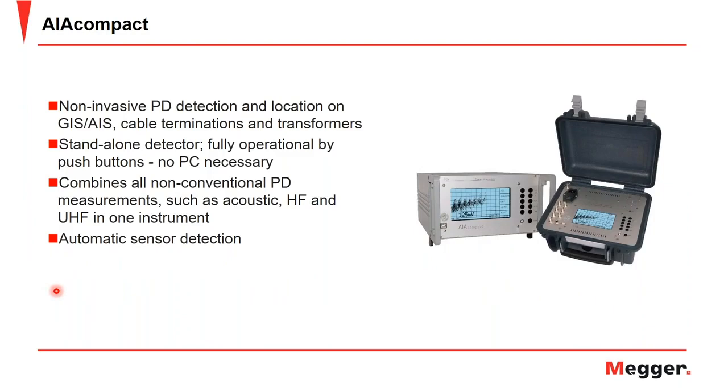And finally, we have here the AIA Compact, which is a non-invasive PD detection and location tool for GIS and AIS, as well as cable terminations and transformers. It is a standalone detector that's fully operational by the push buttons you see here. No PC is necessary, and it combines all of the non-conventional PD measurements such as acoustic, high frequency, and ultra-high frequency, so those electromagnetic and acoustic measurements that we covered in the unconventional methods, in one instrument. It also boasts automatic sensor detection, so no matter the sensor that you plug in, the instrument will know and configure itself appropriately.